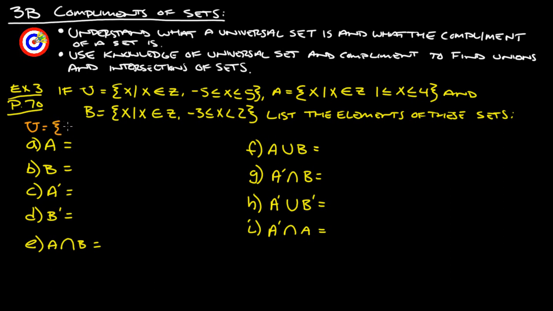I'm not going to be too nitpicky on you with how beautiful your brackets are, but just give it a shot. So the universal set is all the integers between and including -5 to 5. So that's just going to be -5, -4, -3, -2, -1, 0, 1, 2, 3, 4, and 5. Okay, so that's our universal set.